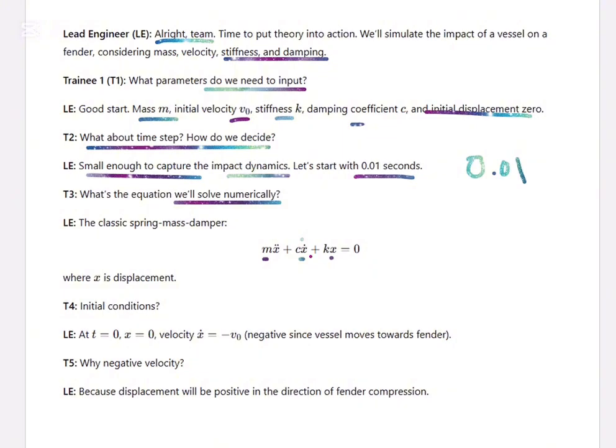What's the equation we will solve numerically? This is the equation we solve numerically: the classic spring mass damper system. X is displacement. Initial conditions at time equal to 0, x equals 0.